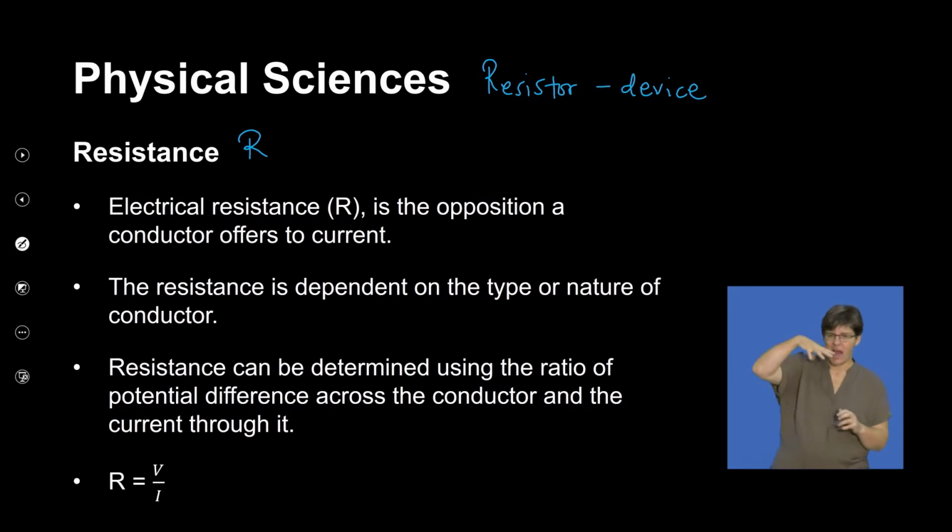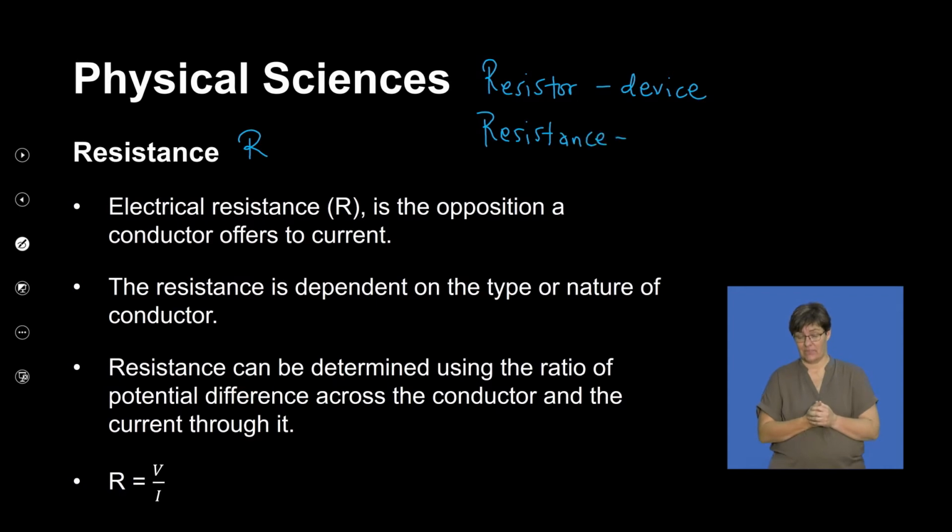And then resistance is the quantity, right? So resistance is the quantity, okay? And then the ohm is the unit, okay? So what is resistance? Generally it is the opposition a conductor offers to current, okay?